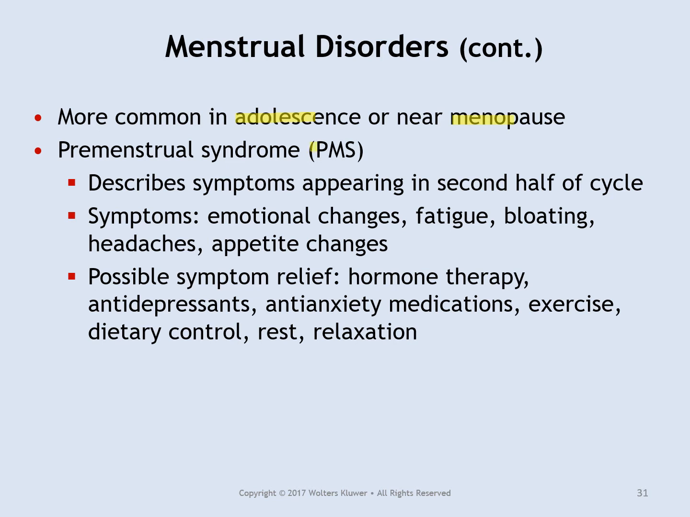Premenstrual syndrome, or PMS, usually happens after ovulation in that second 14 days of the cycle. A person can become emotionally labile, feel very tired, get bloating, headaches, and have appetite changes. You can use some hormone therapy, antidepressants, anti-anxiety medication, and rest and self-care, rest and relaxation.